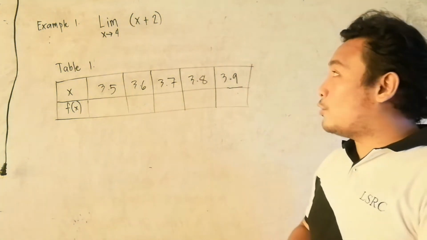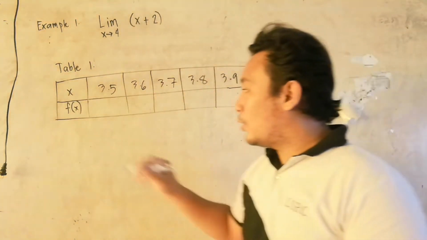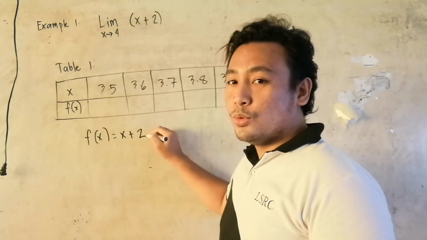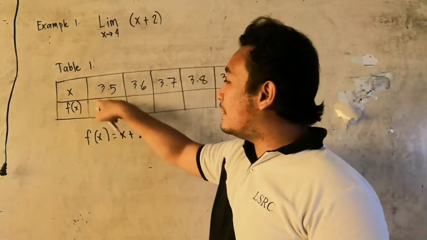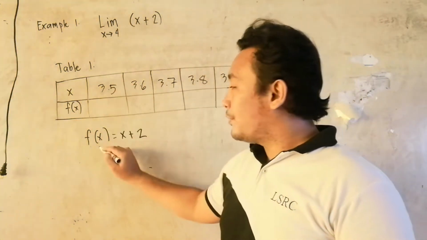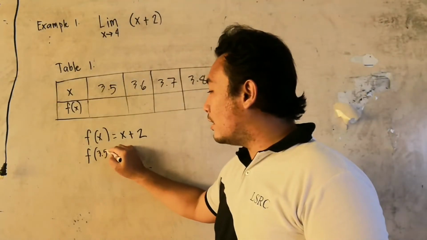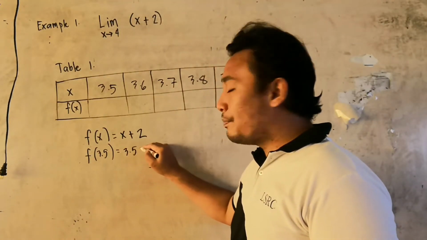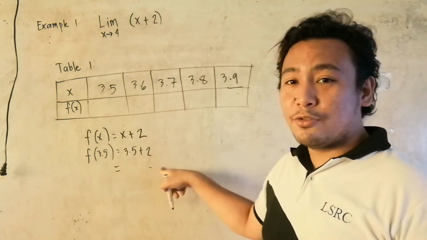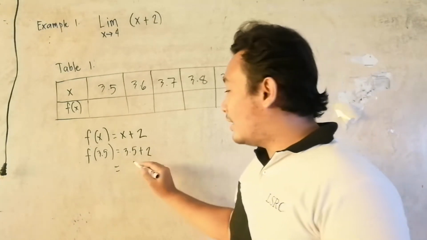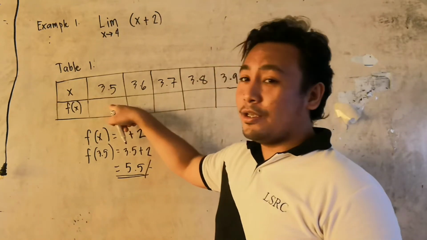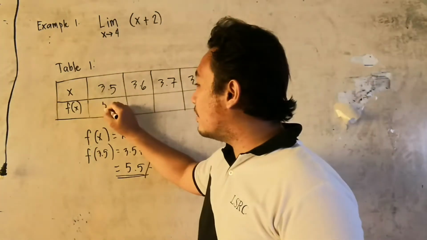So now, ano naman yung ilalagay natin dito sa values ng f of x? Of course, we will now be using the given function. The given function is f of x is equal to x plus 2. For the first value of f of x, we will be using 3.5. So f of 3.5 is 3.5 plus 2. And what is 3.5 plus 2? That is 5.5. Therefore, ang ilalagay natin dito sa box na to is 5.5.